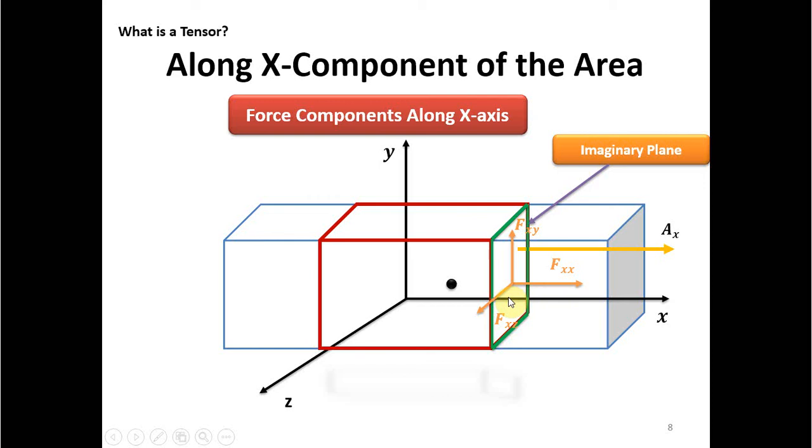So if we calculate the stress with these 3 components of force on this area Ax, we will get Fxx over Ax, let's call it sigma xx, and then Fxy over Ax, let's call it tau xy, and then there will be a third stress component that will be Fxz over Ax. So you have seen that for one component of an area, we have 3 components of stress, because of the 3 components of force.